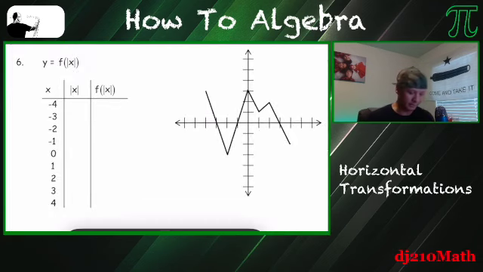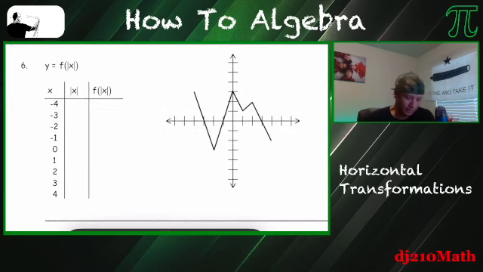All right, number 6, f of absolute value of x. So remember what absolute value does. Absolute value just takes the positive value of a number. Anything that is negative will become positive. All my negative x values are going to become positive.